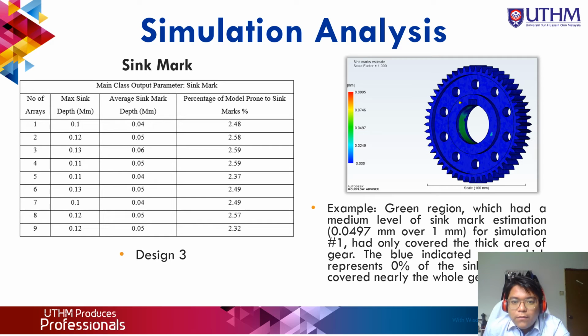So in this example, the green region, which had a medium level of sink mark estimation, 0.0497 mm over 1 mm for simulation 1, had covered the thick area of the gear. Next is the blue indicated, represent 0% of the sink mark, covered nearly the whole gear.